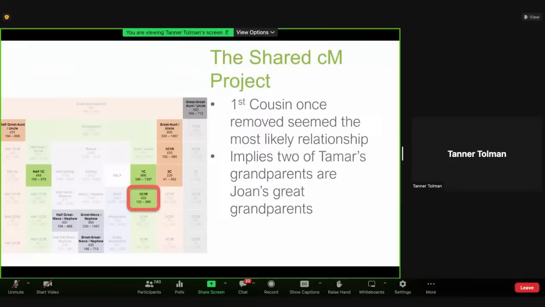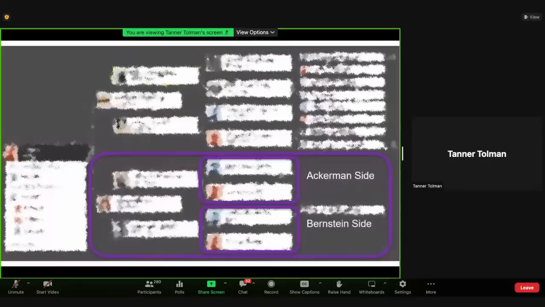So if that is correct, if we go back to the pedigree, there was the Ackerman side and there was the Bernstein side. This means that either the Ackermans or the Bernsteins should be the grandparents of the unknown father. So we say, okay, it's either on the Ackerman side or the Bernstein connection. And if there were more matches that were only related to one or the other, we could easily figure it out. But there weren't.